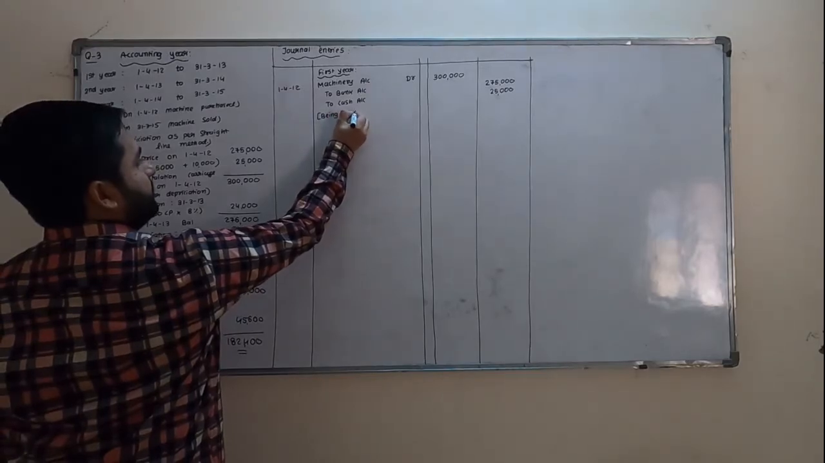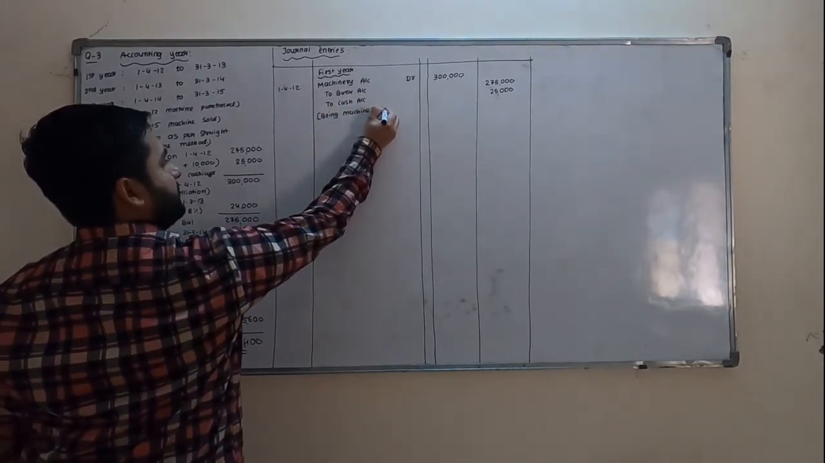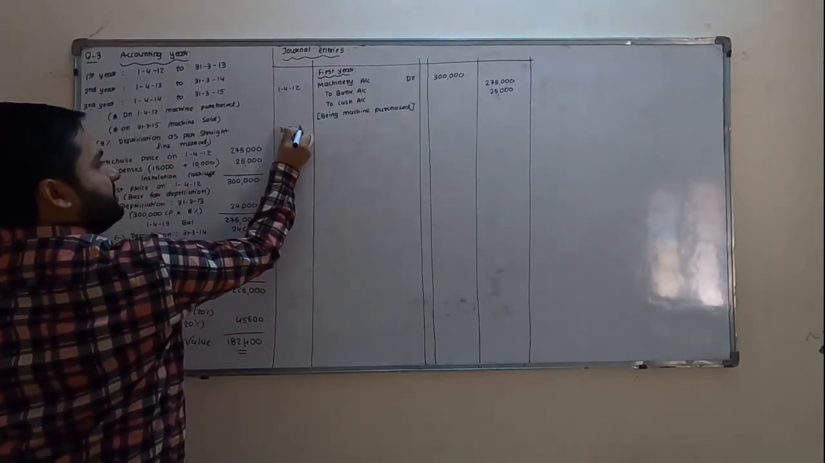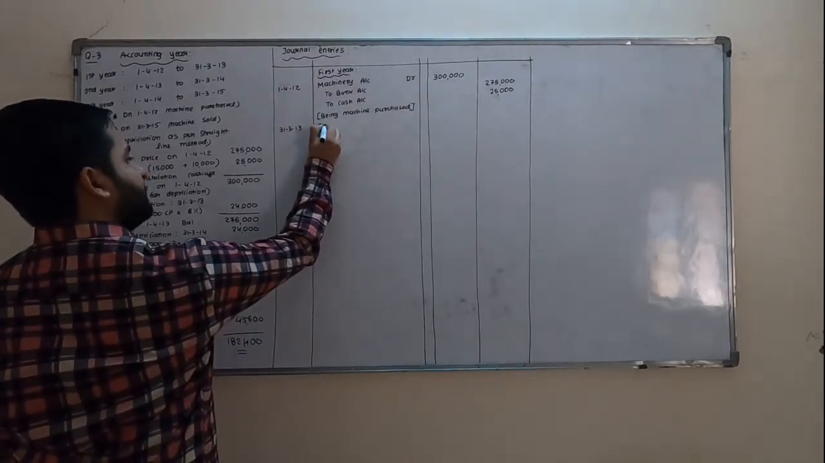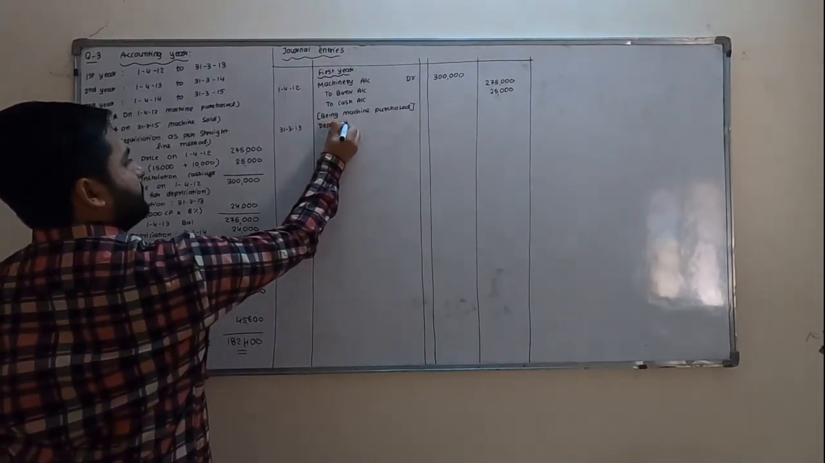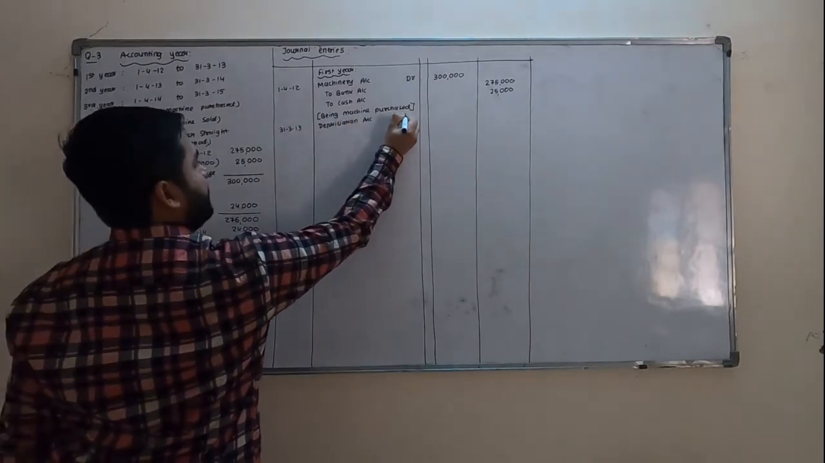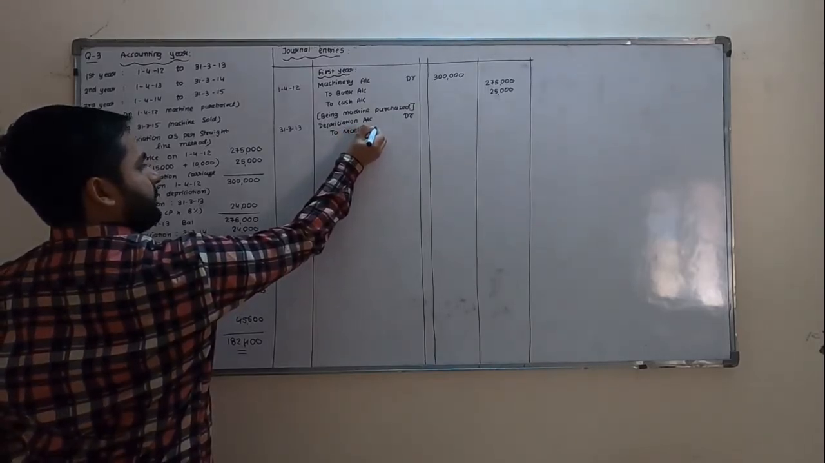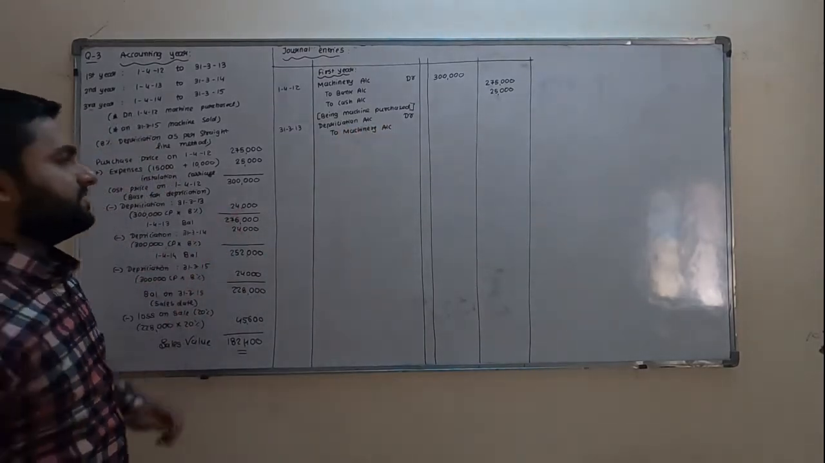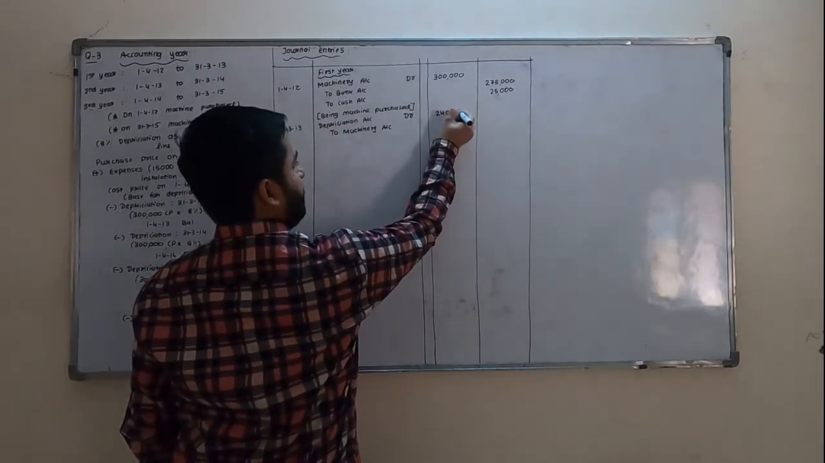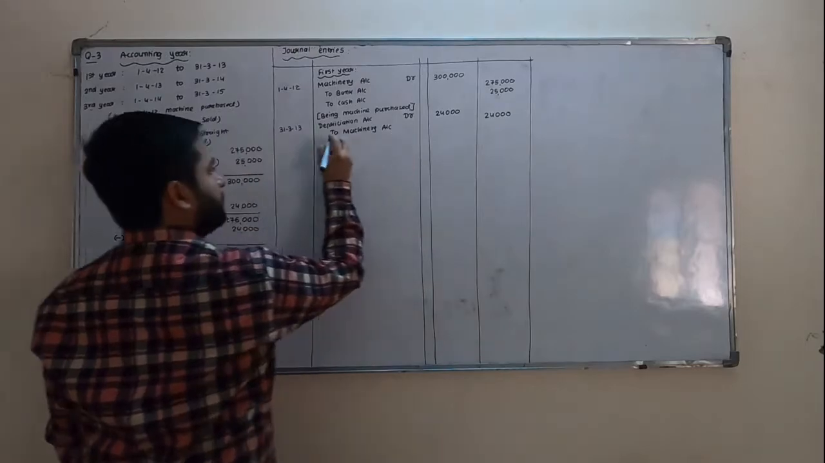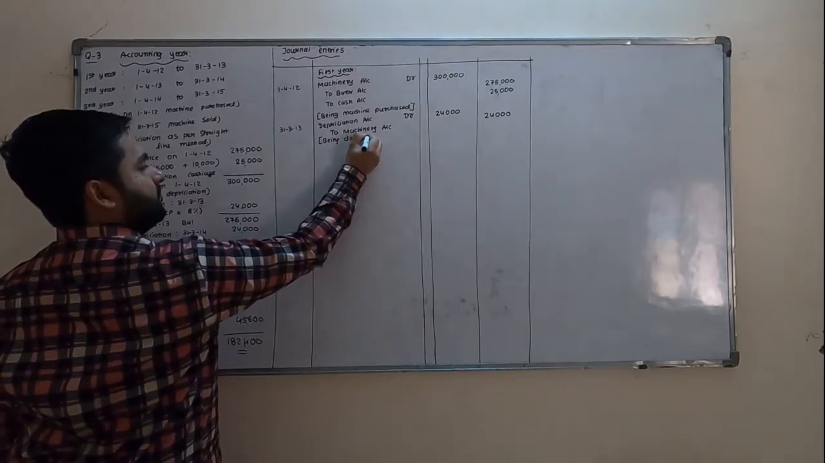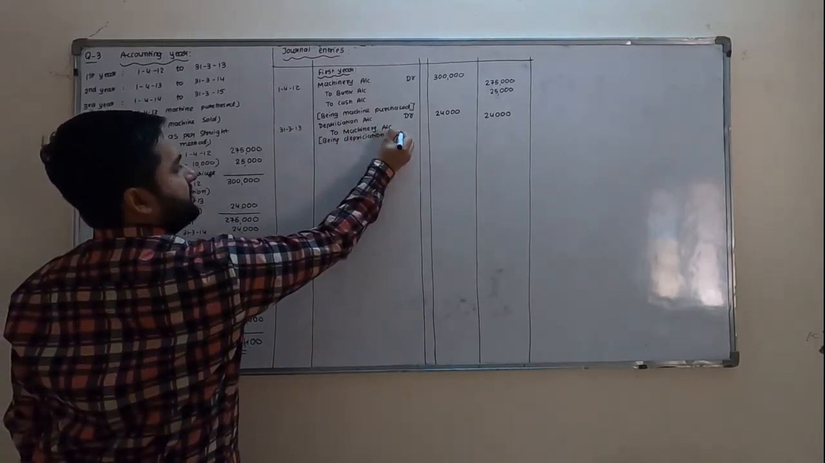Being machine purchased. Then second entry is regarding the depreciation at the end of the year. So entry is depreciation account debit to machinery account. Depreciation is 24,000. Again narration: Being depreciation charged.